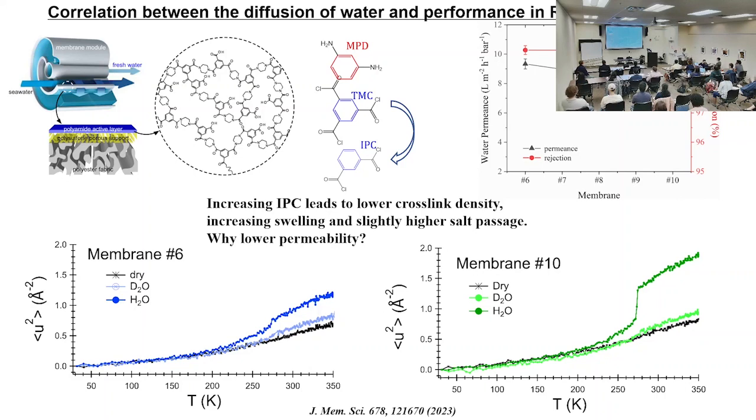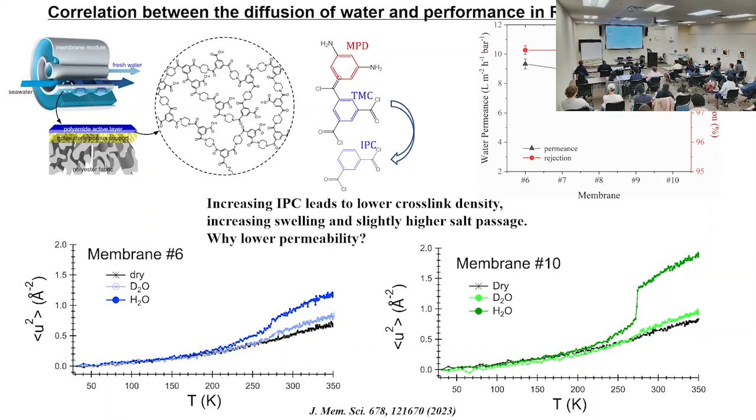So we measured mean square displacement. So again, mean square displacement against temperature. This is membrane number 6. Again, with higher cross-link density, swells little. So you can see this is a dry film, there is no upturn, so there is no dynamics, nothing. But when you hydrate it with H2O, you can see an upturn. Now this is due to water dynamics, okay? Now if you look at membrane number 10, dry looks similar, but then this upturn is much stronger. The reason is membrane number 10 absorbs more water, right? So it's more water, overall mobility is higher, mean square displacement is higher, makes sense.